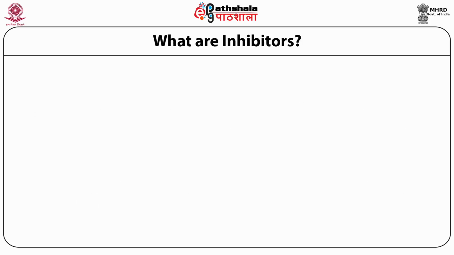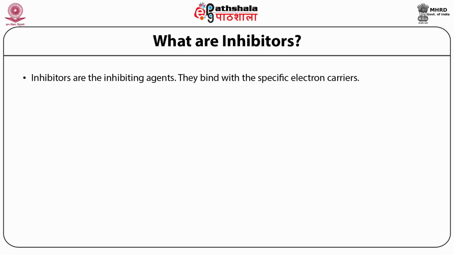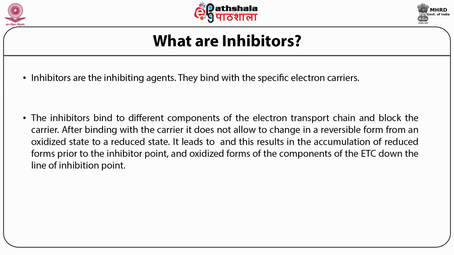What are inhibitors? So students, let's finally discuss the core aspect of this module. Inhibitors are inhibiting agents. They actually bind with the electron carrier. They are specific in their action. The inhibitors bind to different components of the electron transport chain and block the carrier. So from that point onwards, the transfer of electrons will stop.